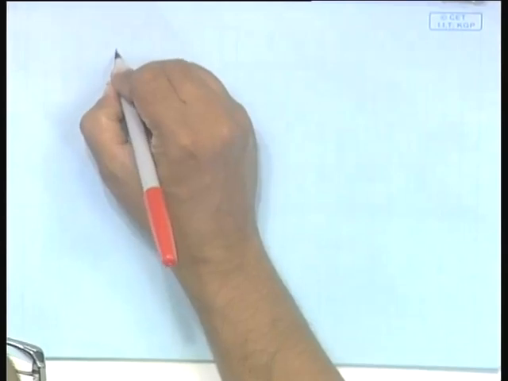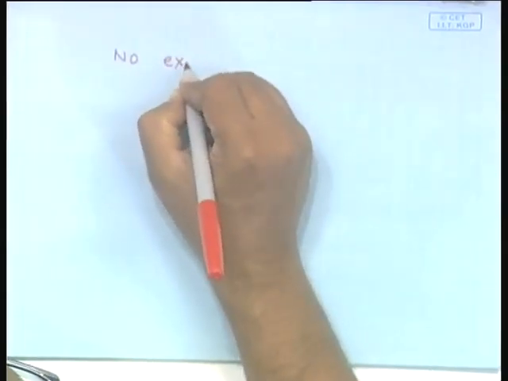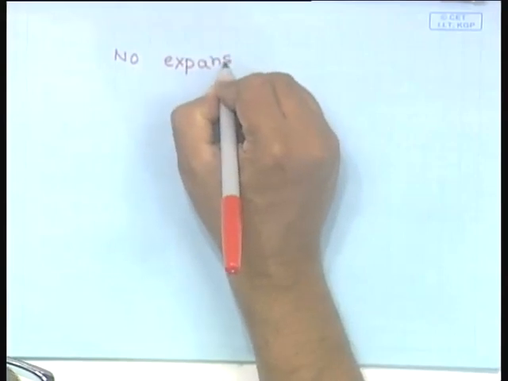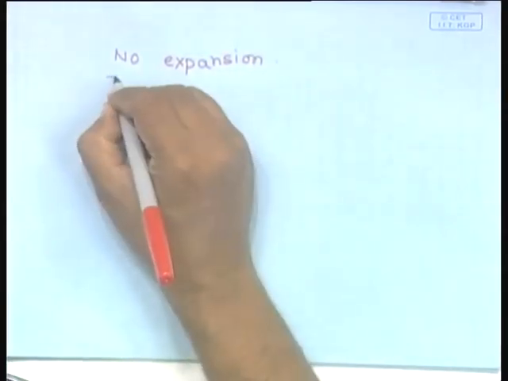The first thing that we are going to do, let me do one simple exercise first. Let us first forget about the expansion of the universe. So no expansion. Okay, as the first step, let us forget about the expansion. So we have this universe which is homogeneous and isotropic. Okay. So let us consider a static universe.